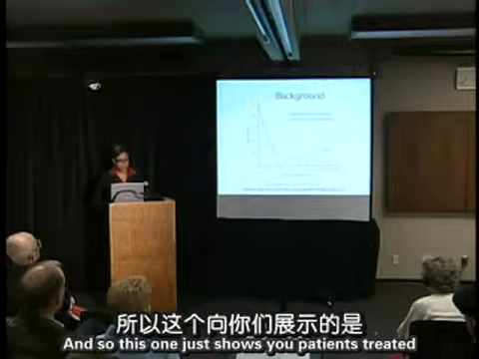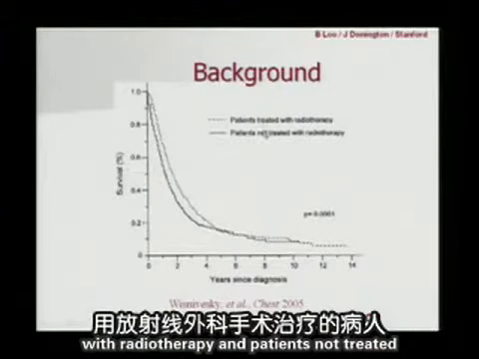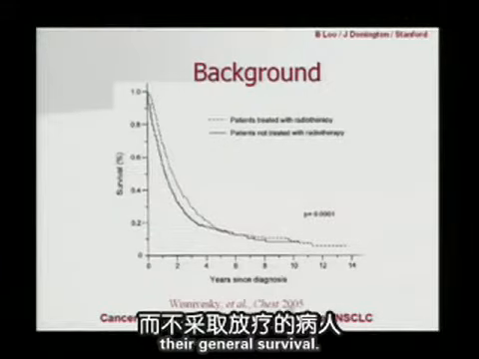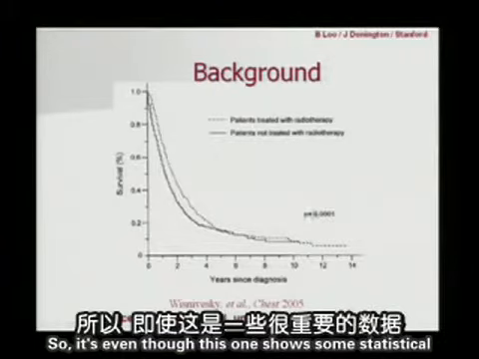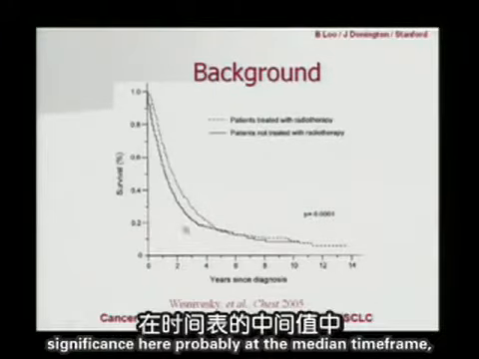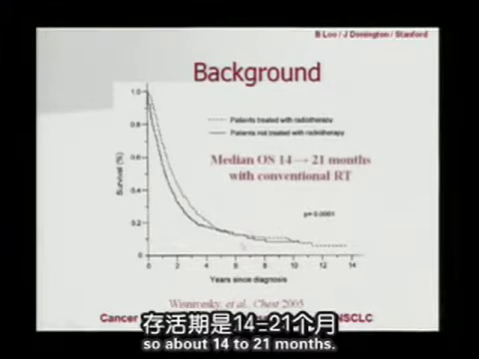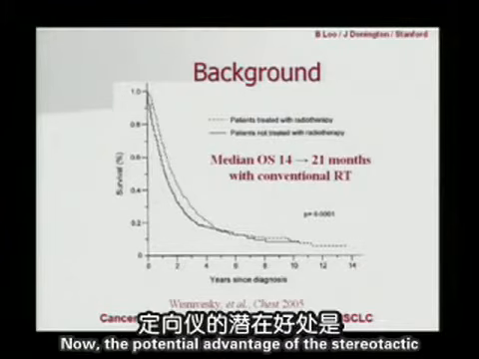And so this one just shows you patients treated with radiotherapy and patients not treated with radiation treatments in terms of their general survival. Even though this one shows some statistical significance here, probably at the median time frame, as one can see, this has a lot to be desired. So about 14 to 21 months.